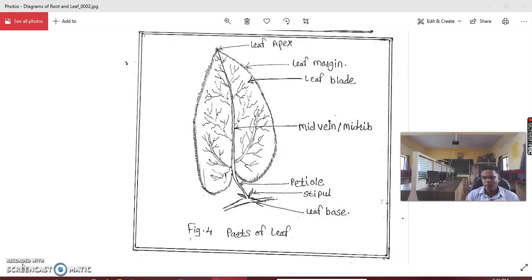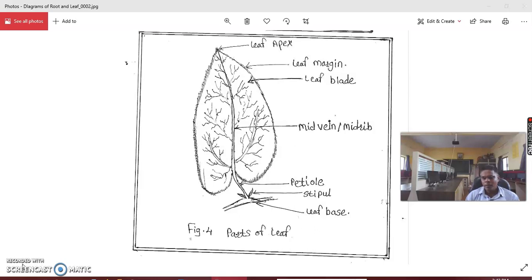Leaves are modified as leaf tendrils, which grow or climb with support. Then the leaf spine. Leaves wholly or partially modified for defense purposes into a sharp pointed structure are known as spines. For example, in the cactus plant, spines appear. That is the example of leaf spine.